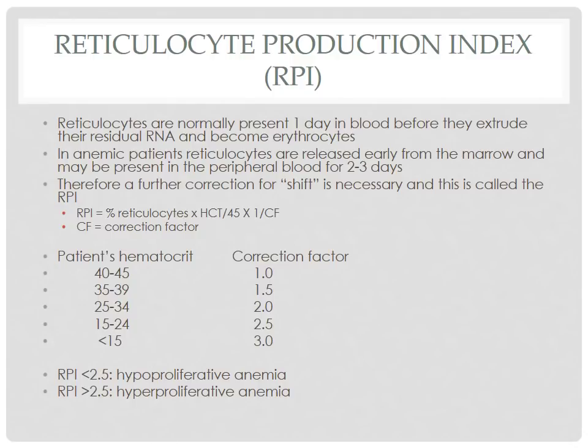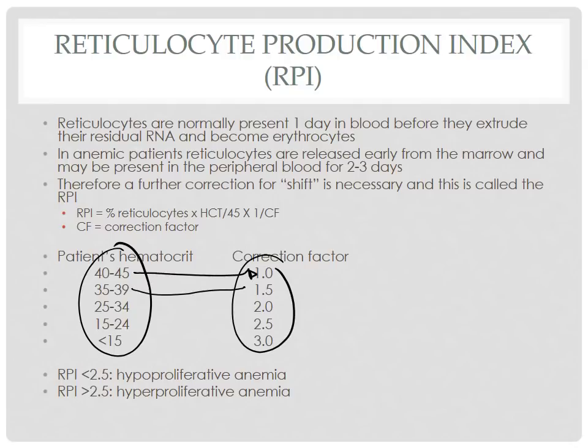You take the percentage of your reticulocytes, and then like the correction index, you multiply it by the hematocrit over 45. But there's also a correction factor, so 1 over the factor. You take the patient's hematocrit, which is listed here, and you correct it based on what the hematocrit is. You can see examples here of different values and what correction factor you're using. Once you have those values, you can calculate the RPI. And if your RPI is less than 2.5, there's an issue with hypoproliferative anemia. And if the RPI is greater than 2.5, there's an issue with hyperproliferative anemia.